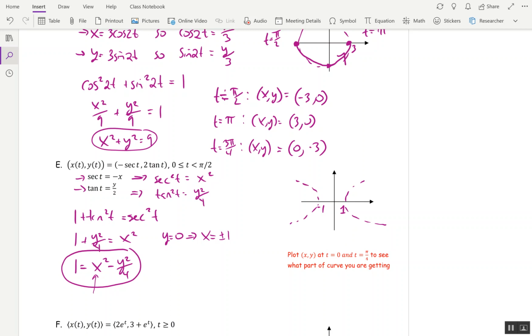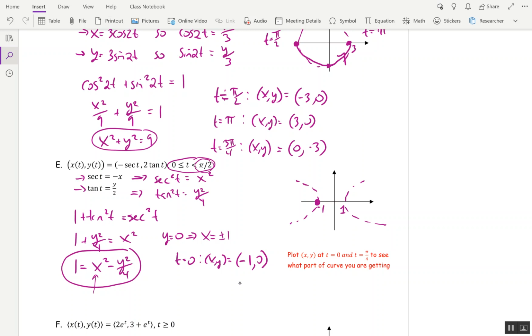And now I want to look at the restrictions on t. When t is 0, (x, y) is, secant of 0 is 1, so negative 1. Tangent of 0 is 0. So I'm over here on this branch. Now, I can either go up or I can go down. You look at the restrictions on t here. t is strictly less than pi over 2. And that's because tangent of pi over 2 isn't even defined.